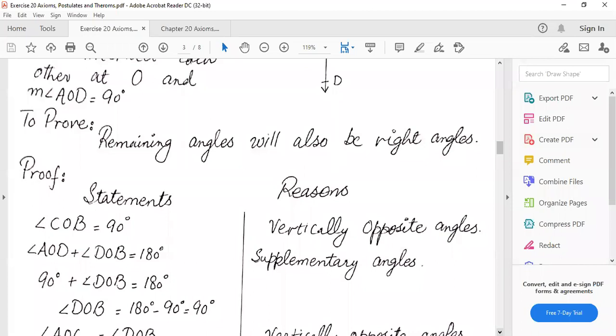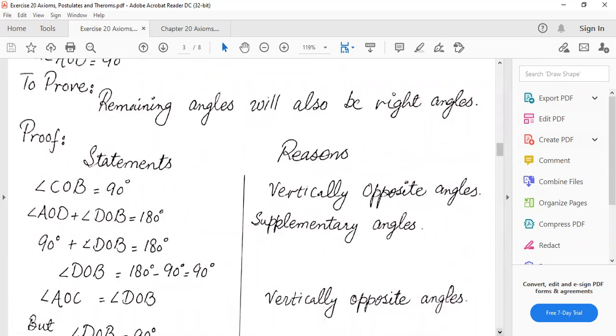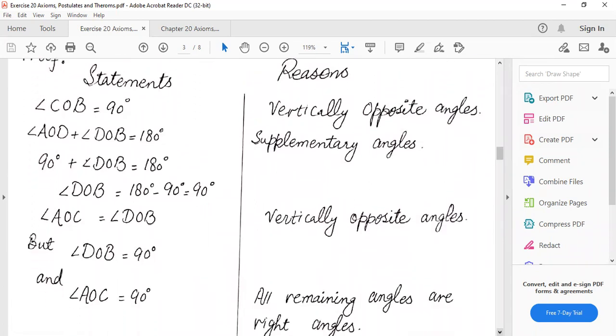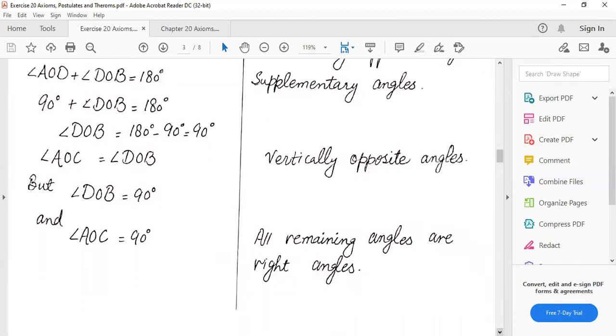So here, the same: there are two things, supplementary angles and vertically opposite angles. The first one we call vertically opposite angles, and the second one we call supplementary angles, in the place of reason. Then I am keeping the value AOD or COB, both are vertically opposite angles. I am keeping 90, and then I solve, I get 180 degrees. And AOC is equal to DOB. These are vertically opposite angles. DOB is 90, AOC too, all remaining angles are right angles.